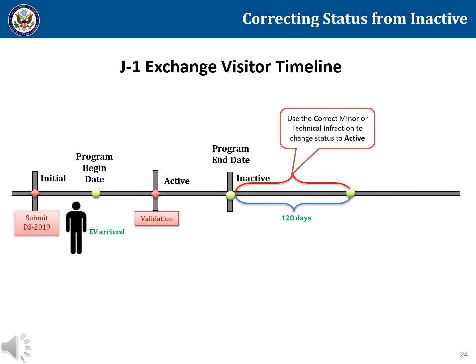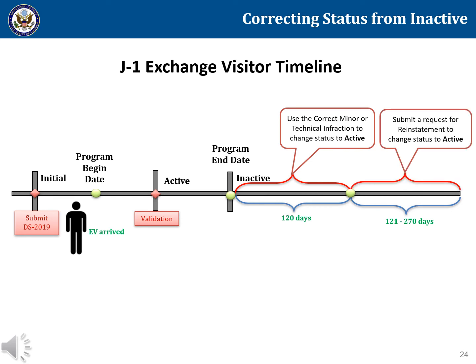If the status has been inactive more than 120 days, but less than 271 days, you will have to submit a reinstatement request to change the status back to active. Submission of a reinstatement request requires payment of a non-refundable fee, supporting documentation, and review by the Department of State.